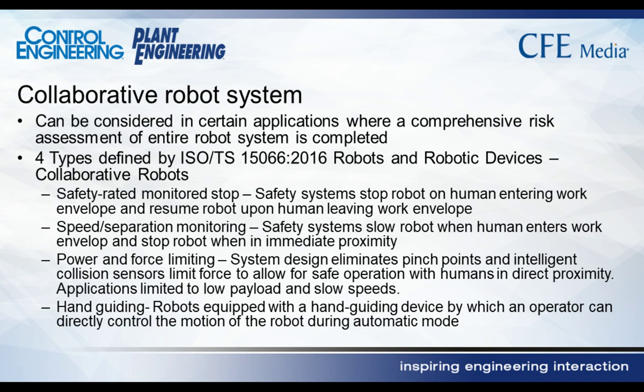Finally, there are hand guiding robots, which are equipped with a hand guiding device which an operator can use to control the motion of the robot during automatic mode. These type are often used for lift assist type applications. These 4 types defined in ISO 15066 are just guidelines, and it is very important that a qualified person perform a comprehensive risk assessment before implementing any collaborative robot cell.